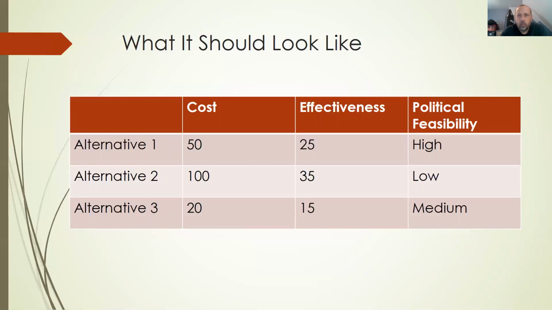sort of make a table. And you don't need to do this necessarily for your papers because you're not going to probably be able to come up with these specific numbers. But if you look at what I have here, right, you've got alternative one. So the cost there, you can just assume it's say $50 million. The effectiveness is a 25% reduction in whatever. Maybe we'll say childhood obesity. And then you've got political feasibility, which again is a high, medium, low type deal.